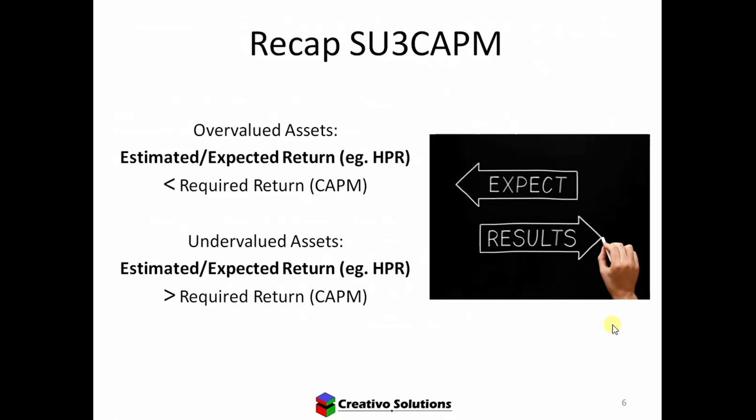Greater than required return, meaning if you've done the calculation and looked at the investment, and that investment is offering a much higher return based on your expectation, based on your calculation, compared to what you require based on the level of risk in the market, you would definitely consider investing in that asset because you would generate better returns than what you could get having invested in the market.